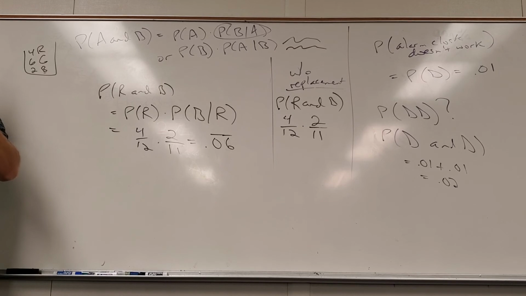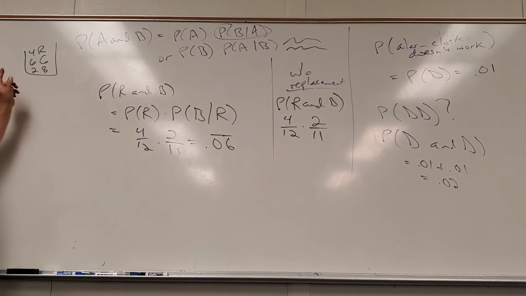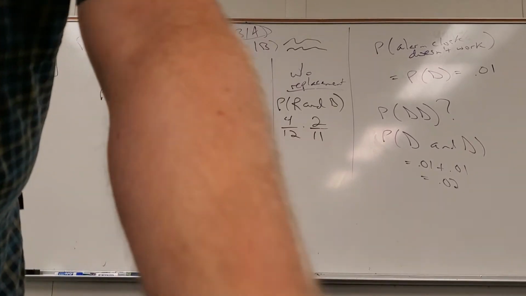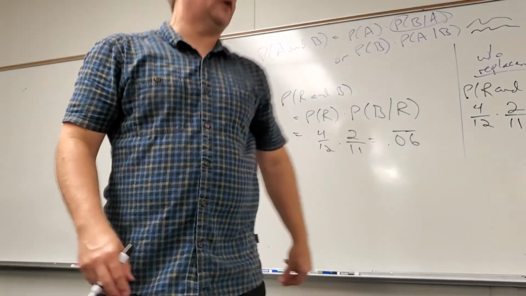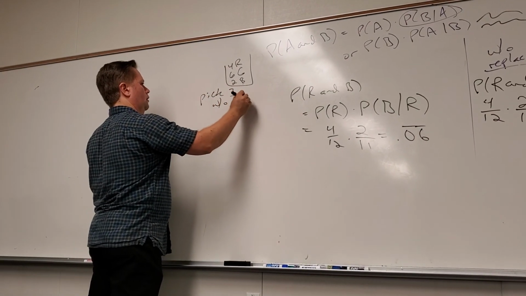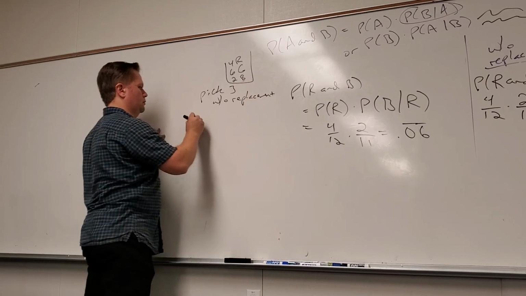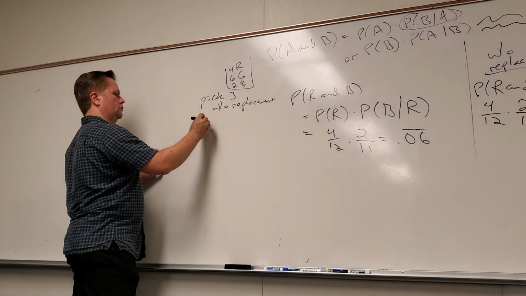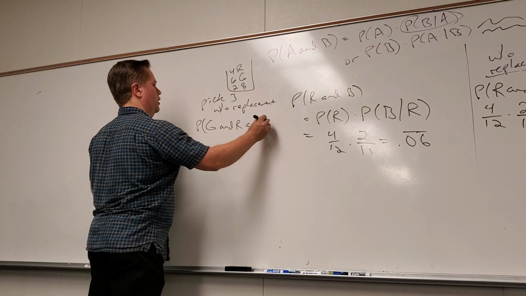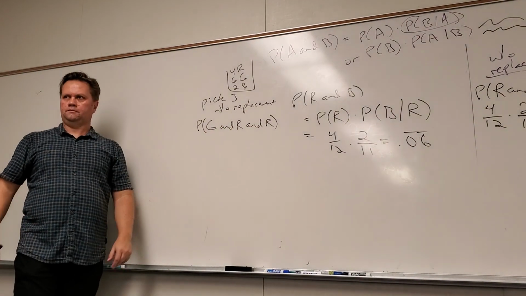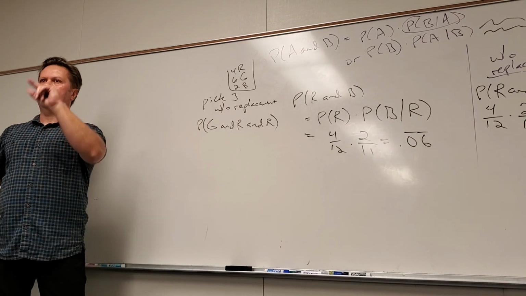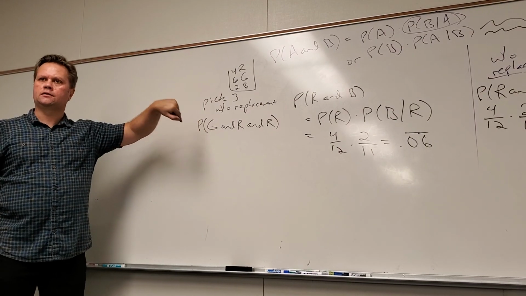Okay, I like that. So, what if I had the same setup and I pick 3 without replacement? What's the probability I get a green, and then a red, and then another red? The way I look at this is, how many choices am I making? How many selections? 3.